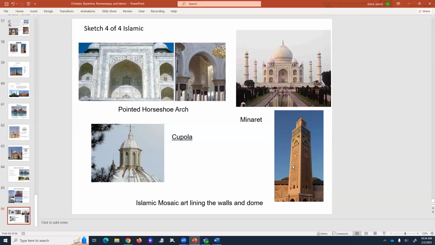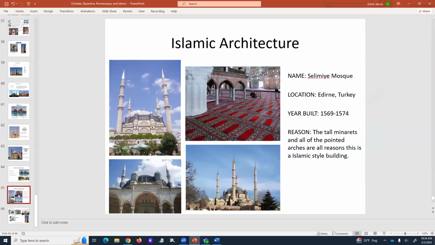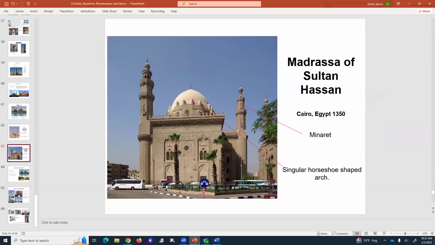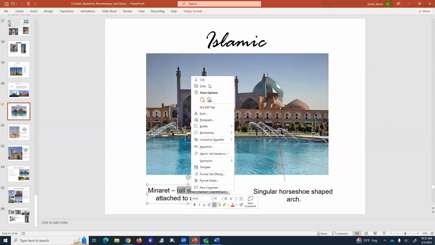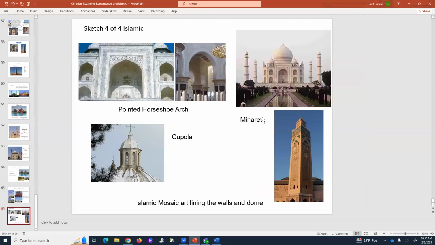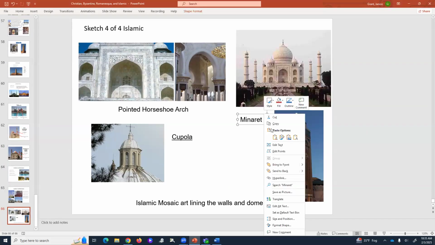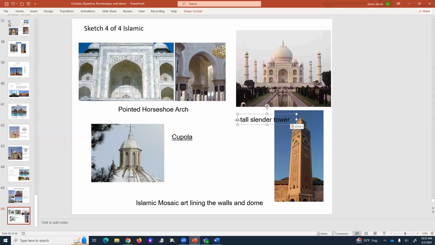Like a thin tower. This one's a little thicker than usual, but it is part of it. Maybe we should call it a tower. Tall, slender tower attached.